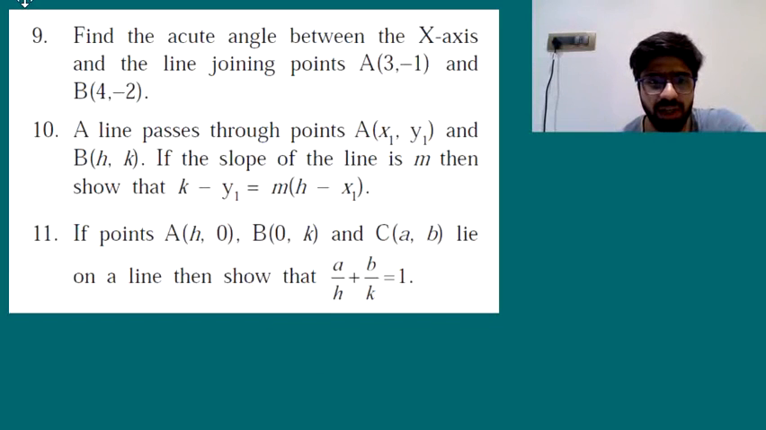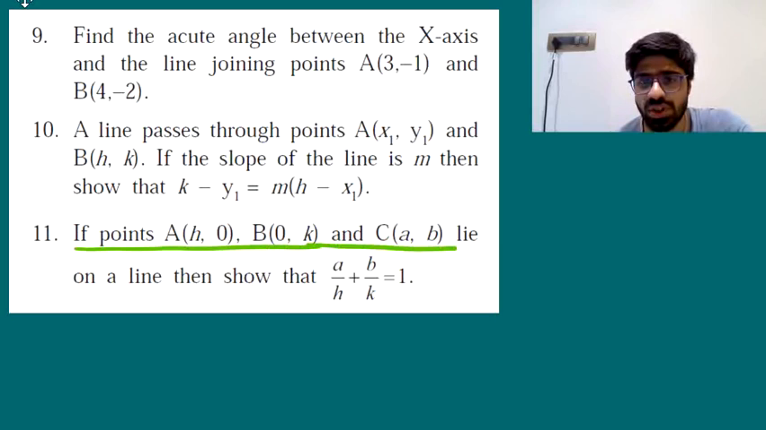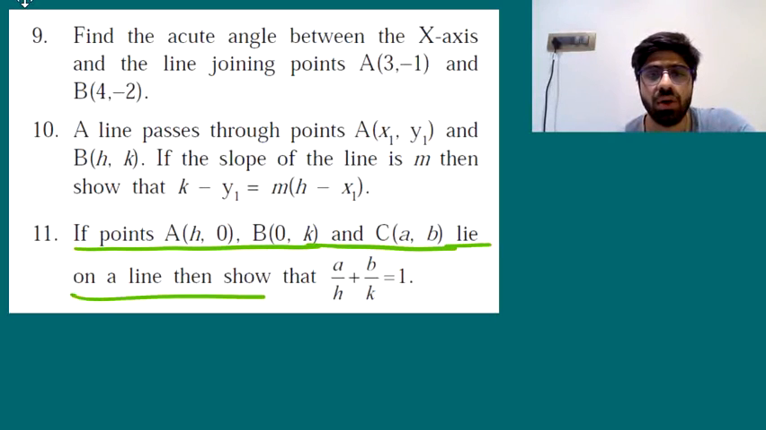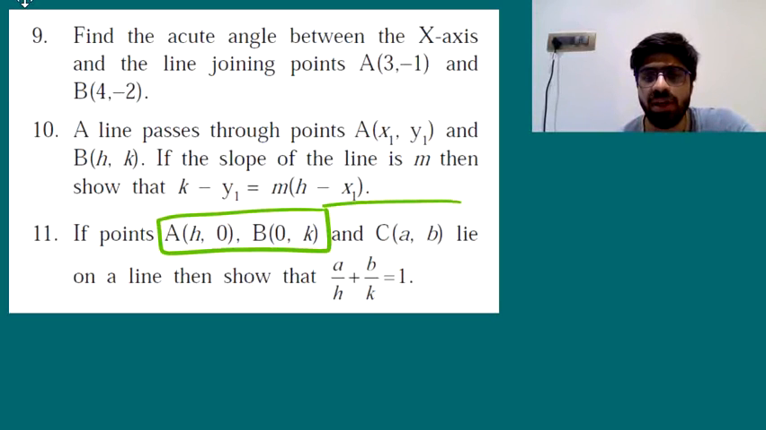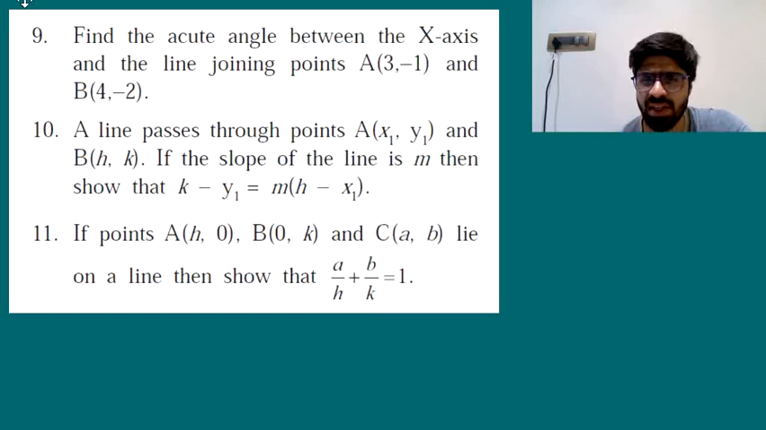That's question number 11. It says that if the points A, B and C, the coordinates of which are given to us, are lying on a line, then show that a upon h plus b upon k will be equal to 1. If 3 points are going to lie on the same line, then we can say that slope of AB will be equal to slope of BC. You can also say that will be equal to slope of AC. It's up to you which 2 points you want to consider.